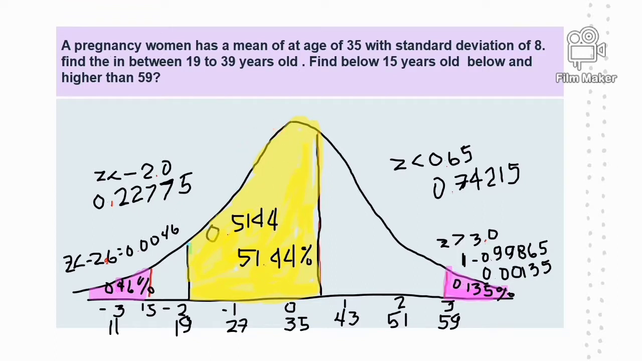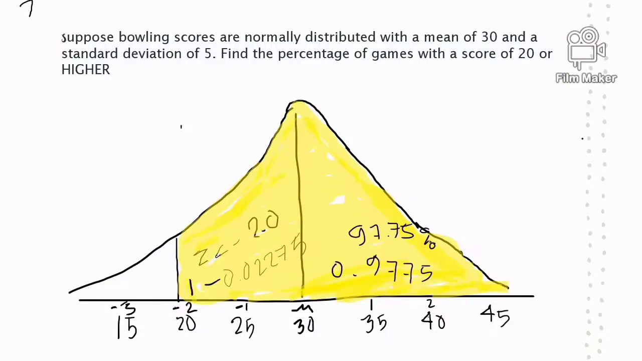So this is already the next problem, or the last problem. Suppose bowling scores are normally distributed with a mean of 30 and a standard deviation of 5. Find the percentage of games with a score of 20 or higher. So again, 30 and the standard deviation of 5: 30 plus 5, 35. 35 plus 5, 40. 40 plus 5, 45. 30 minus 5, 25. 25 minus 5, 20. 20 minus 5, 15. So this will be the score 20, so 20 up to 45.